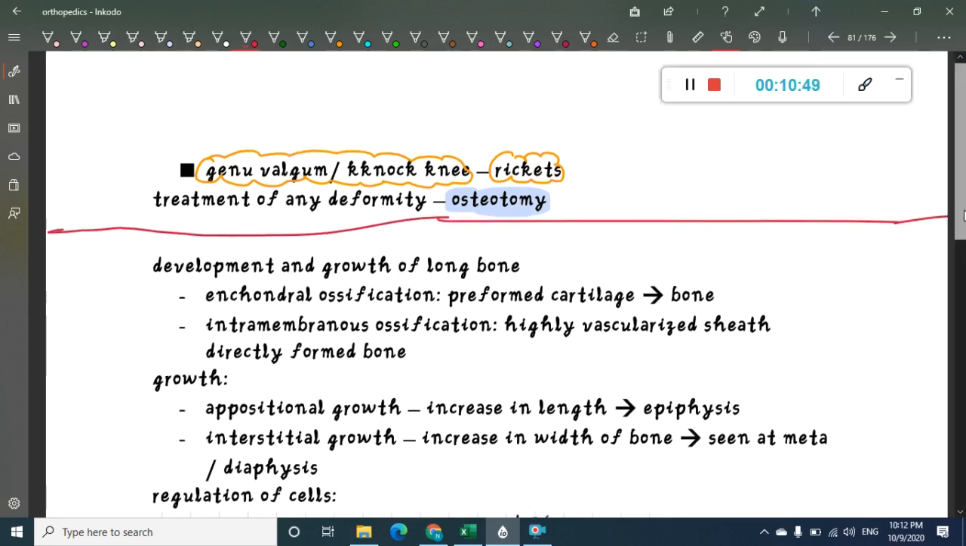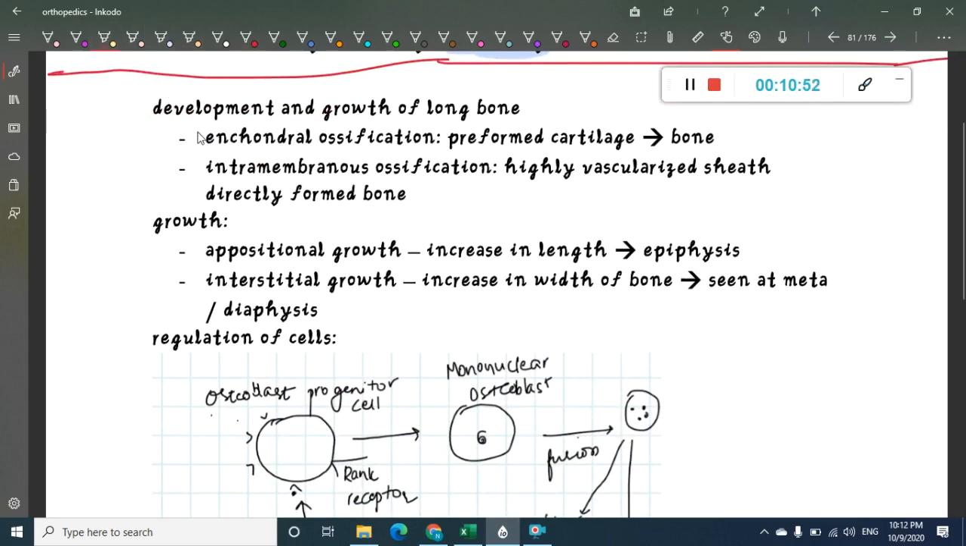Okay, the next important thing is about the development and growth of long bone. For this we have two types of ossification. One, endochondral ossification. Second, intramembranous ossification. In endochondral ossification, we have a preformed cartilage which leads to bone formation. In intramembranous ossification, there is a highly vascularized sheath which directly forms the bone.